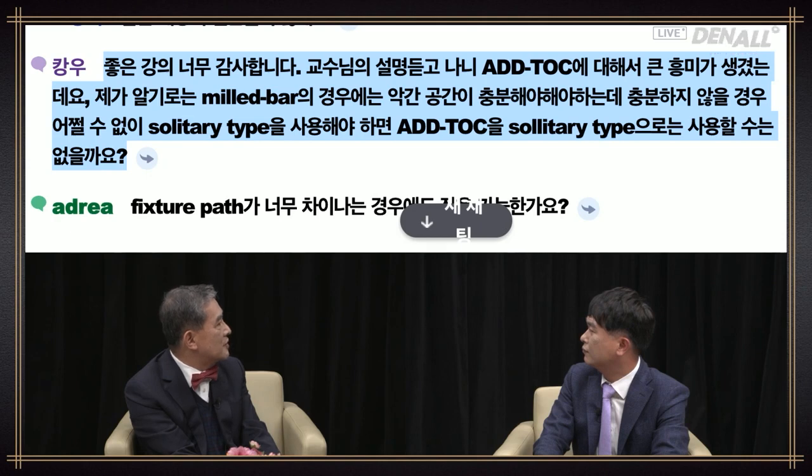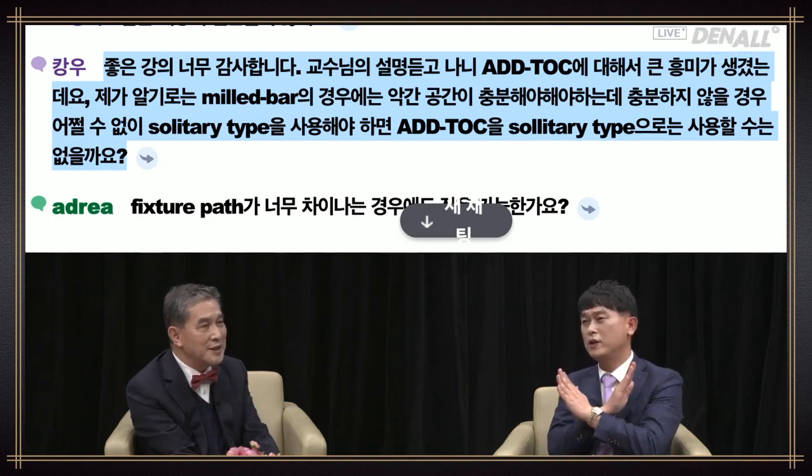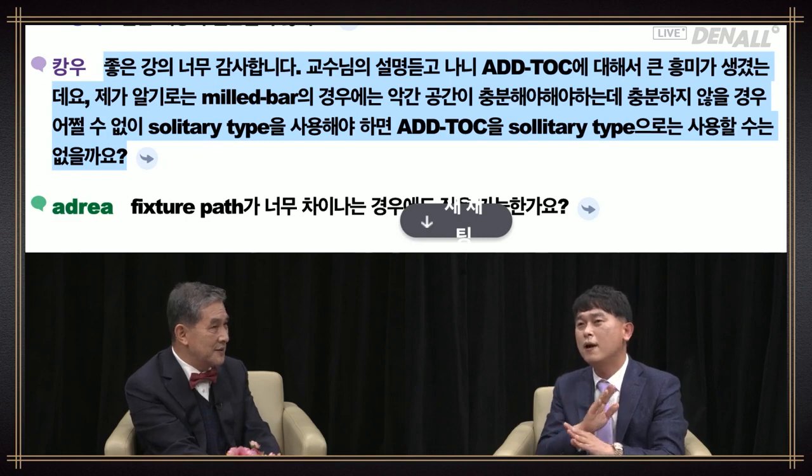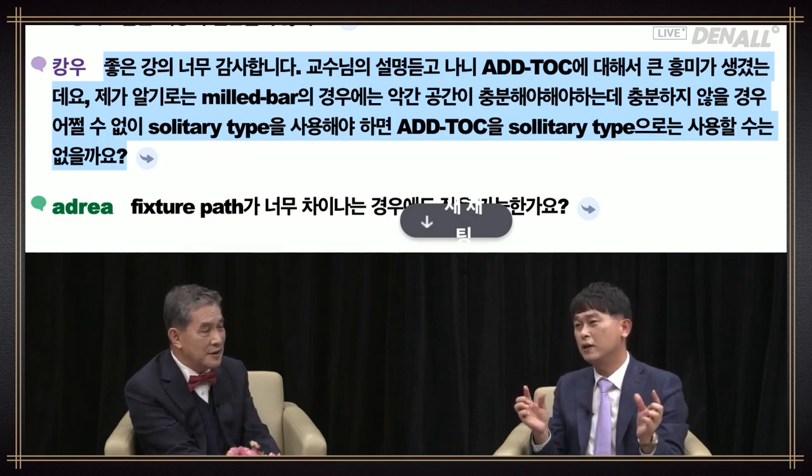Because ADD-TOC itself is developed for bars. It should be used only for the denture that is not moving. You can use a locator here.